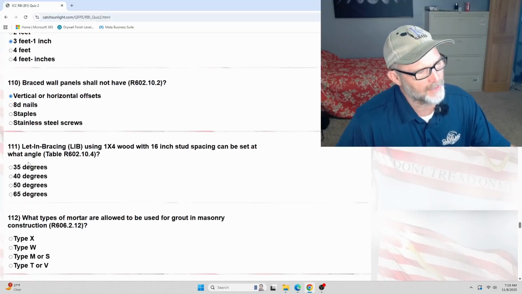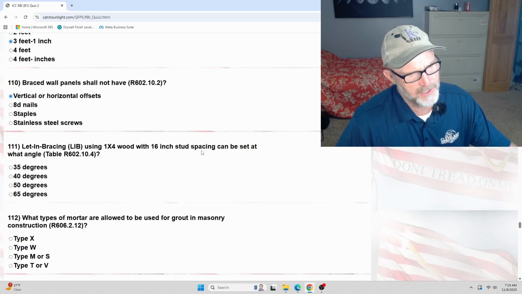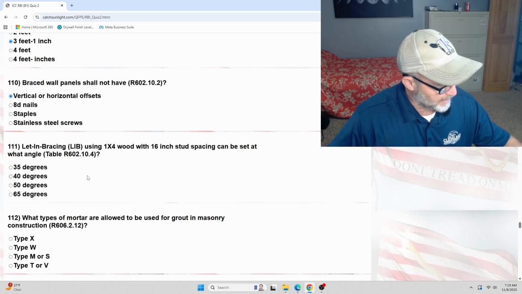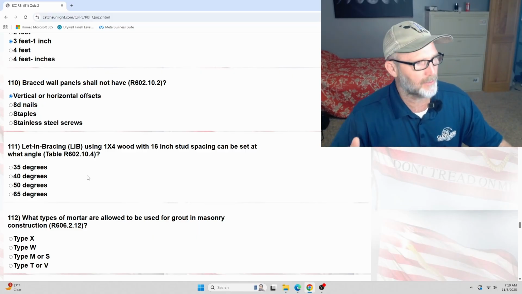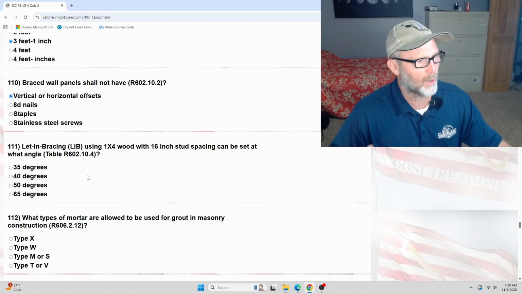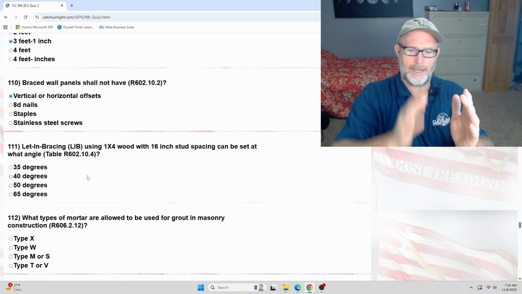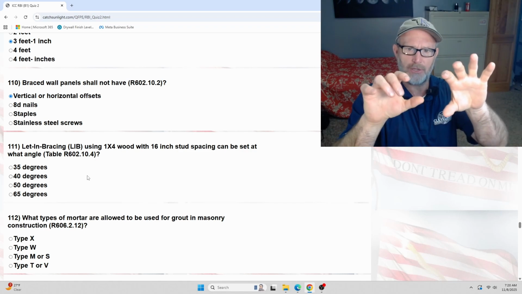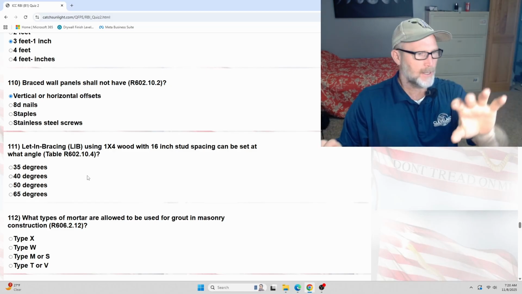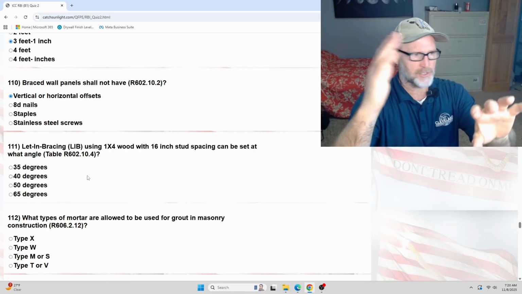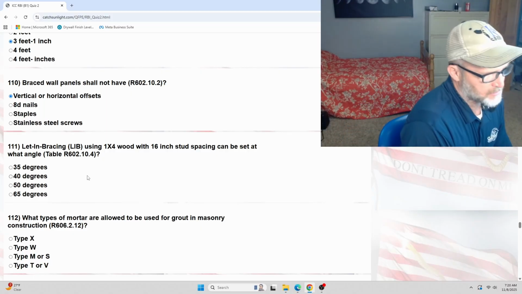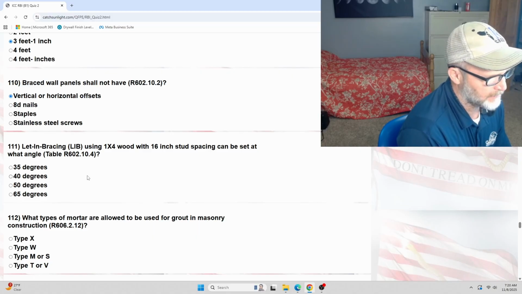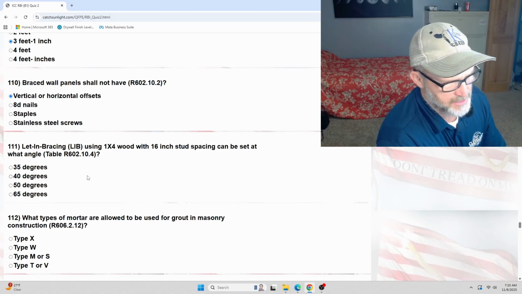But all right, 111. Lead-in bracing. Using 1x4 wood with 16-inch stud spacing can be set at what angle? So if you have kind of a structural support, you don't see this used a lot. At least I don't. Maybe you do. But if you have a 1x4, what angle? So like, I don't know how to describe it. So you have this base, notched in. What does the angle have to be? There's a certain threshold, and what is the angle? It's a range. I'm trying to read this. Maybe it's maximum or minimum. Okay, with 16-inch stud spacing can be set at what angle?